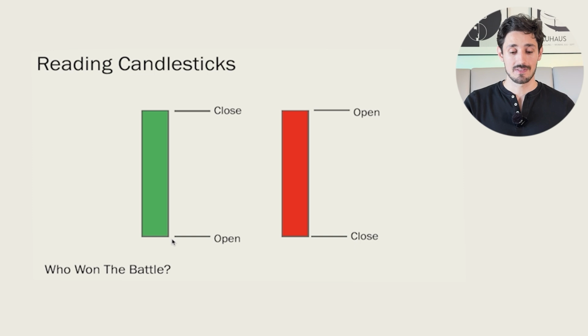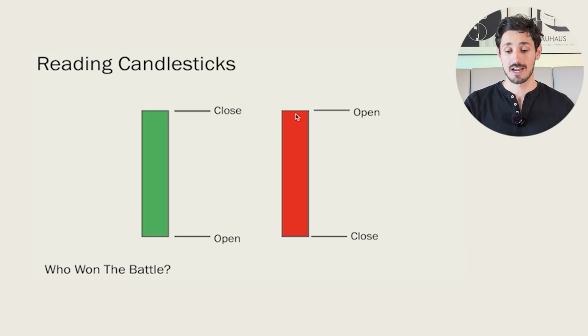If it's green, that means price opened at the bottom of the body and it closed at the top of the body. And if it's red, that means price opened at the top of the body and closed at the bottom of the body. In other words, if it's green, price opened here and closed up here, so prices went up.